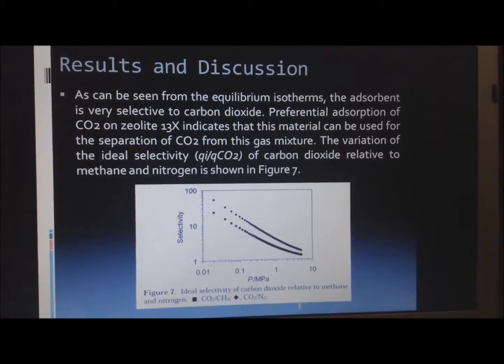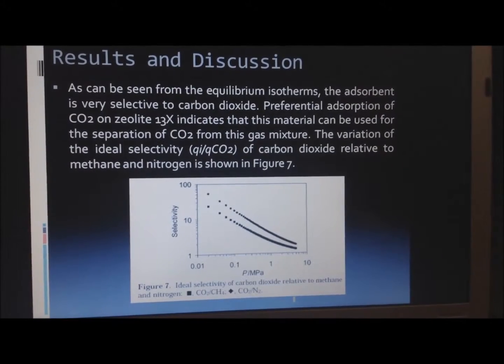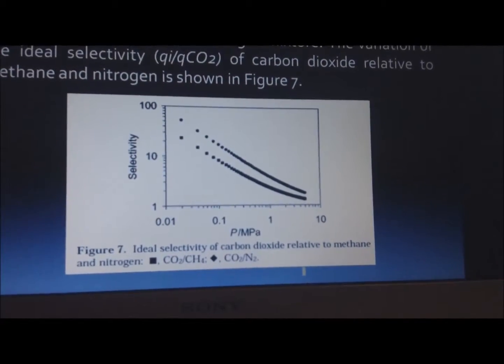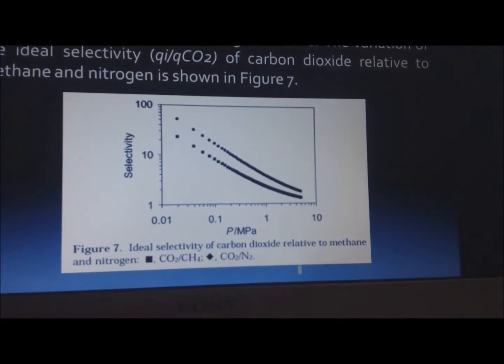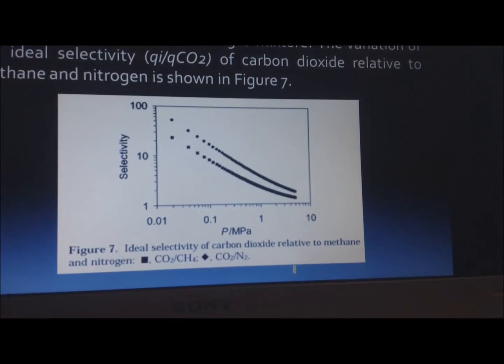The variation of the ideal selectivity of carbon dioxide relative to methane and nitrogen is shown in figure number 7. As you can see, as the pressure increases, the selectivity of carbon dioxide over methane and nitrogen becomes low.